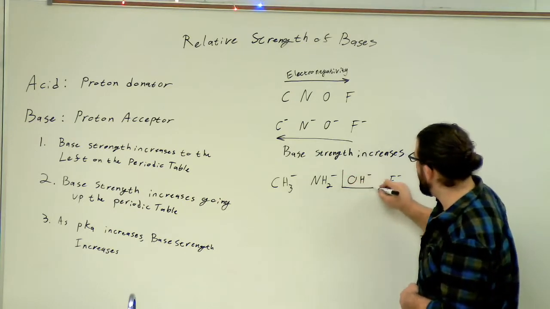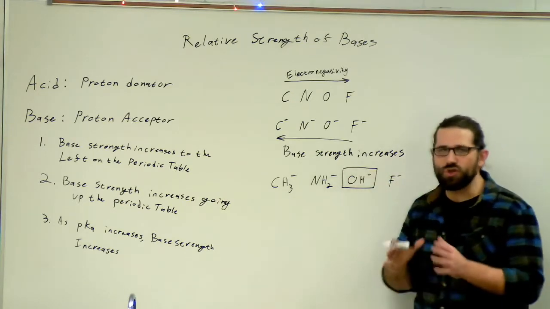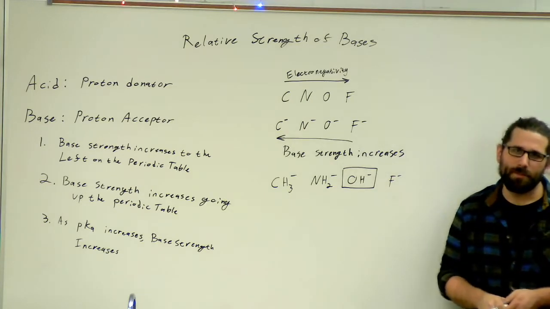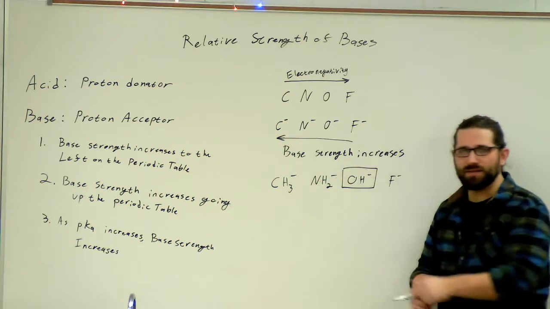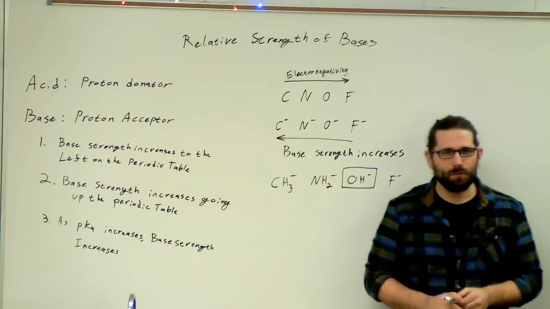When we're talking about acids and bases, this is kind of the star of the bases, all right? So this is base strength increasing going to the left of the periodic table. Let's take a look at point number 2.